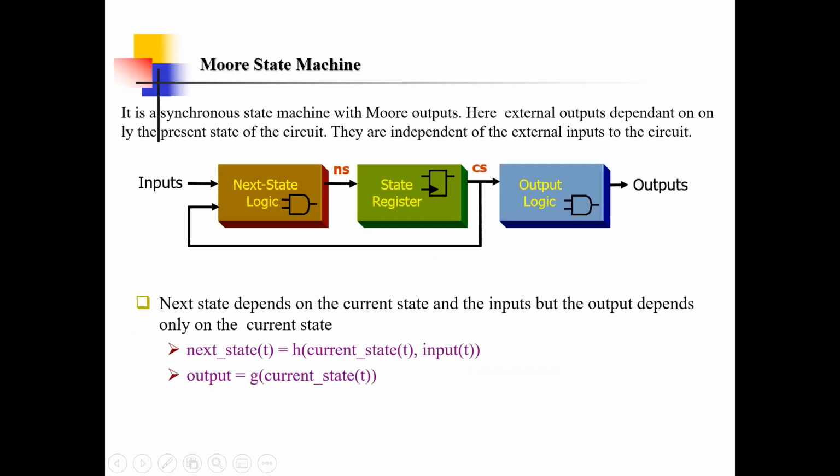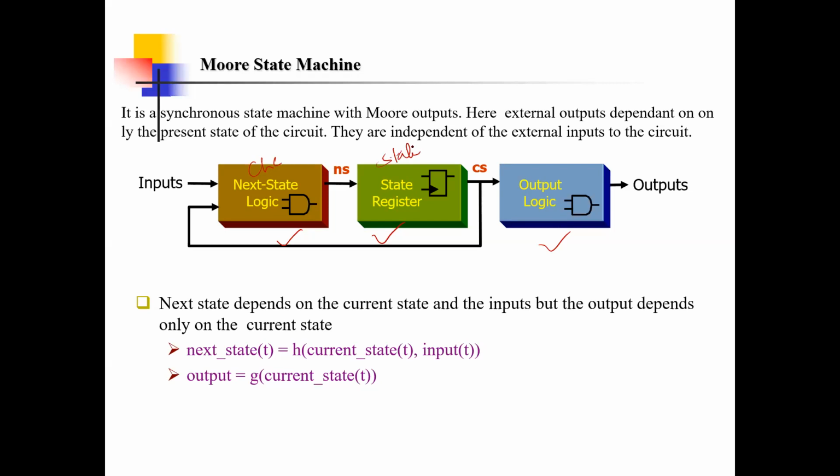So this is the Moore state machine. In the Moore state machine, as I told you, three blocks are there. One is the next state logic, one more is the state register, and one more is the output. I can name this in a different manner. In this diagram, this is the next state logic, it must be a combinational logic circuit. And the second one is the state updation circuit.